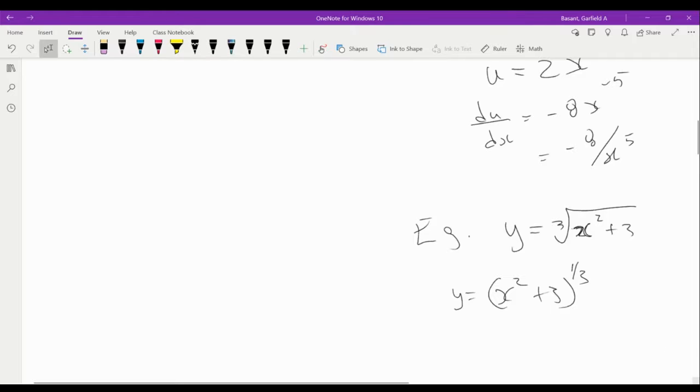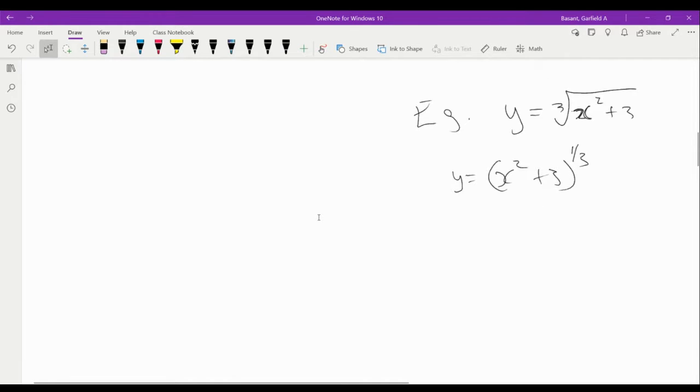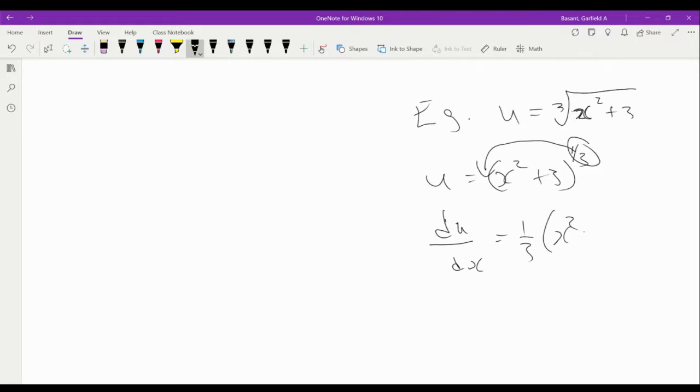All right, so now we're ready to take the derivative. And I don't know why I wrote y there. I'm trying to write u. So the derivative then, u prime or du by dx, would be equal to 1/3 times this. We keep the inside. We subtract 1 from the exponent, which makes it negative 2/3. And we still have to do something else for the chain rule.